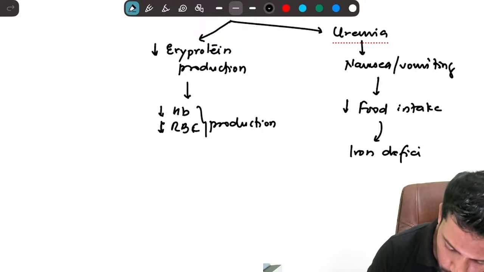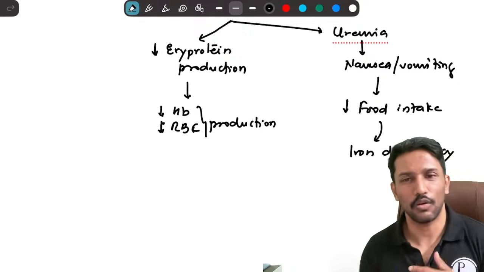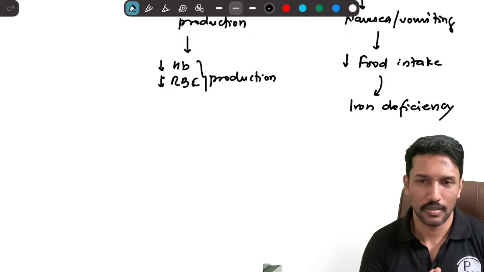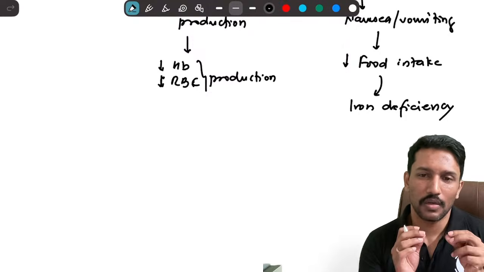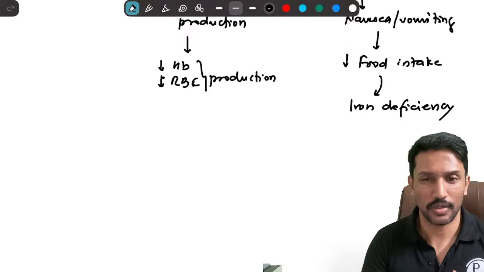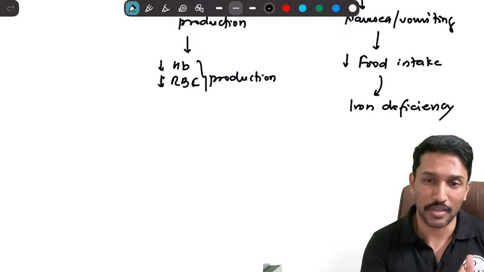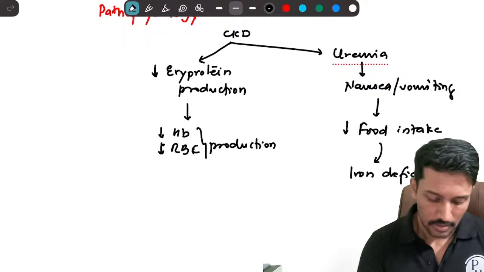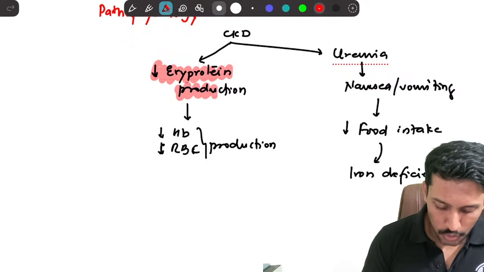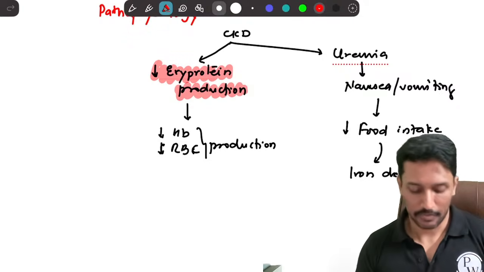So iron deficiency is so common in patients with CKD that almost whatever patients of CKD I have seen, all of them had iron deficiency. So it's not just pure decreased RBC production and hemoglobin production because of erythropoietin deficiency. Iron deficiency is a major contributor. Now, if they ask you what is main, this is what you will answer, but you should also keep in mind that there is iron deficiency.